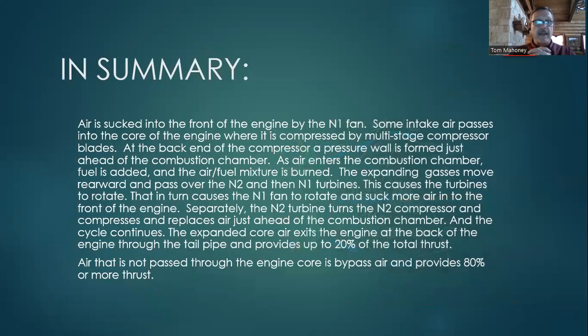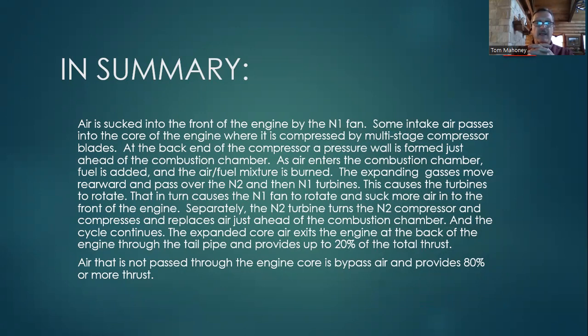So in summary, air is sucked into the front of the engine by the N1 fan. Some intake air passes into the core of the engine where it is compressed by multiple stage compressor blades. At the back end of the compressor, a pressure wall is formed ahead of the combustion chamber. As air enters the combustion chamber, fuel is also added, and you have an air-fuel mixture that is burned. The expanding gases move rearward, of course, because they can't move forward because of the pressure bulkhead, and pass over the N2 and then N1 turbines.